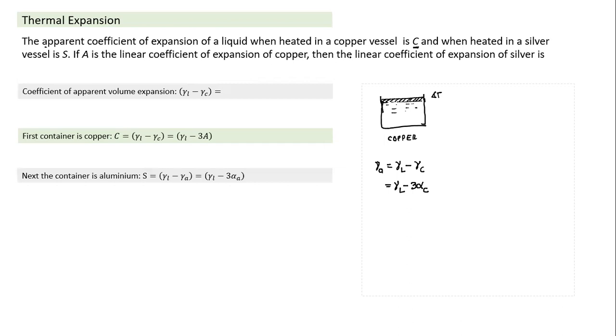Next, the container is silver. The coefficient of apparent volume expansion is S here, so it will be gamma L minus gamma of silver. And since the linear coefficient of expansion of silver is involved, we substitute gamma of silver as 3 alpha of silver. So these are two equations, and by equating the gamma L value, we can find the value of alpha of silver in terms of the other quantities.